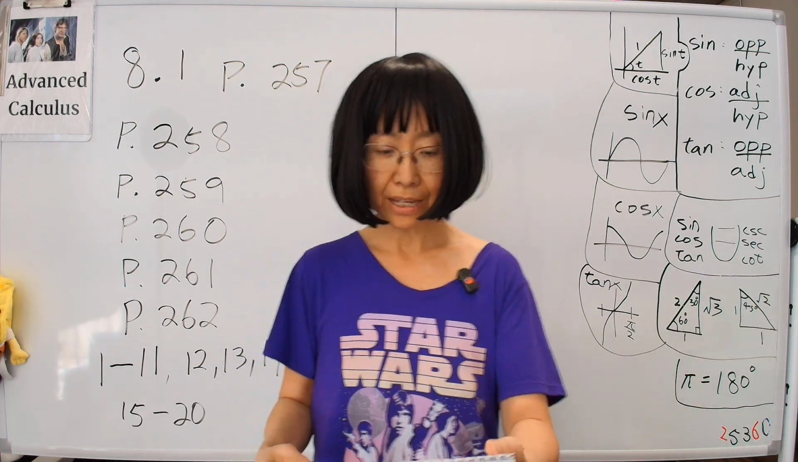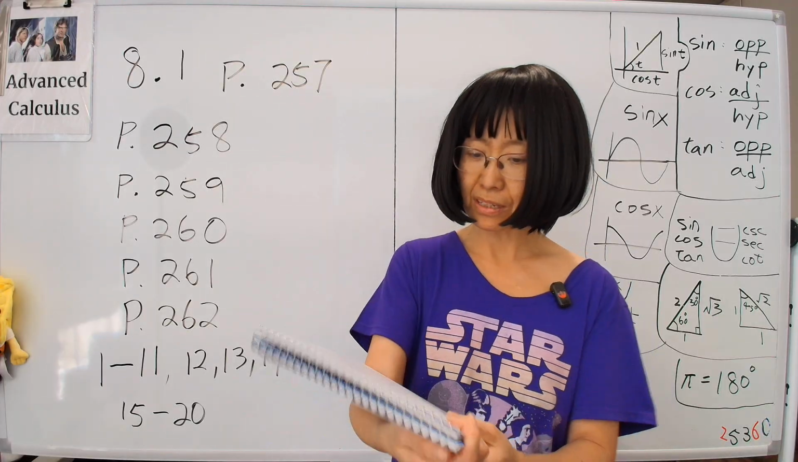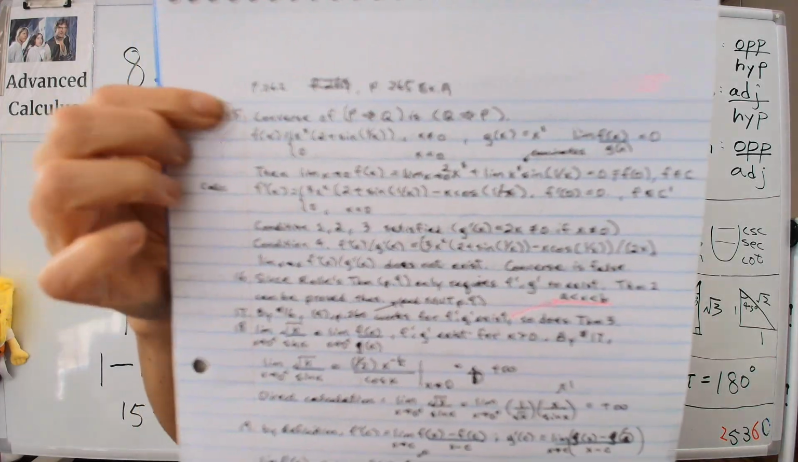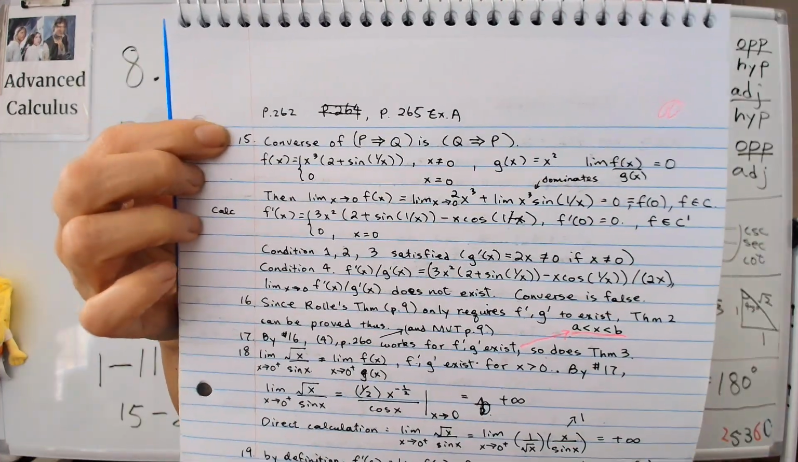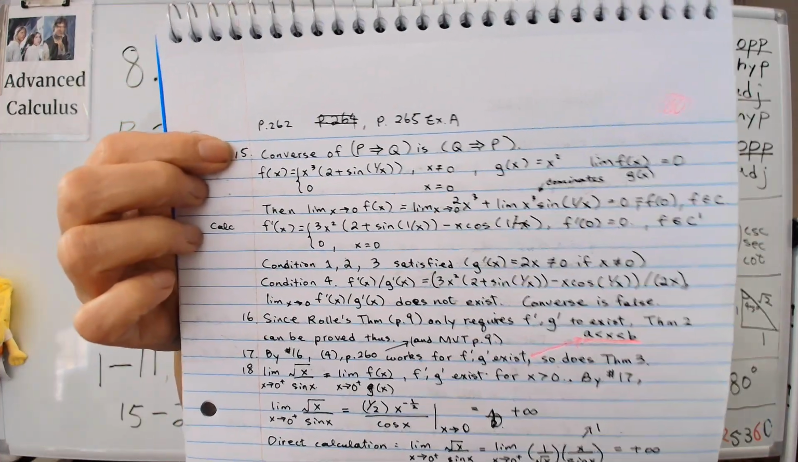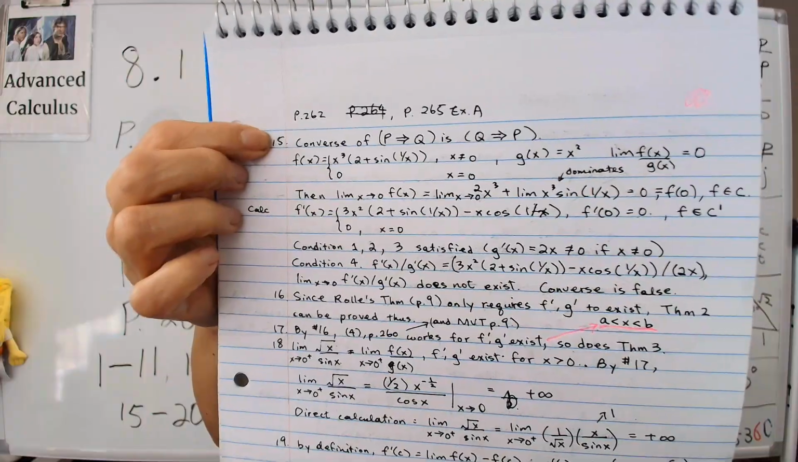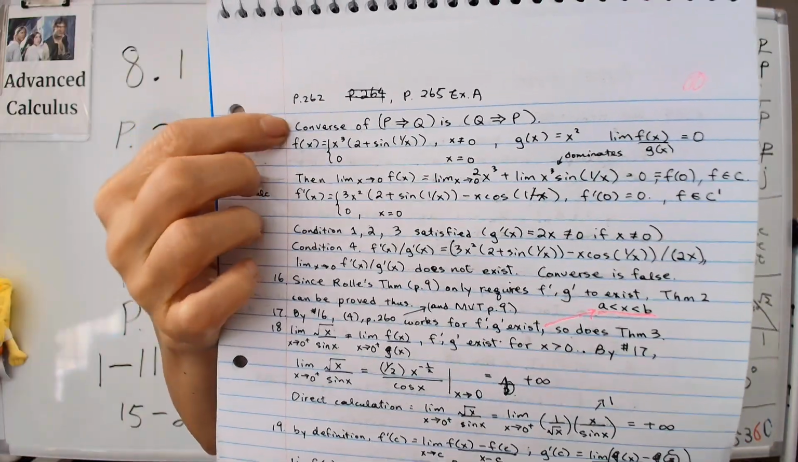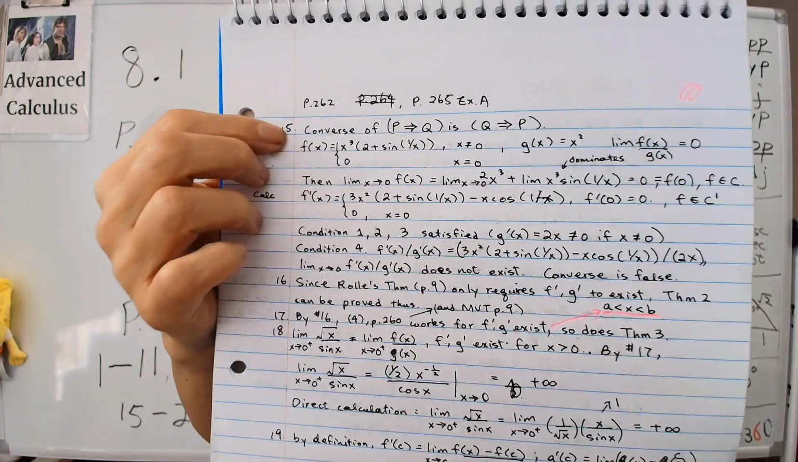Okay, next let's look at problem 15. Problem 15 is a matter of proving that something doesn't work. So we just have to illustrate it. By the way, the converse of P implies Q is Q implies P. I always confuse converse, inverse, contradiction, something. So I just looked it up so we know exactly what we're talking about.